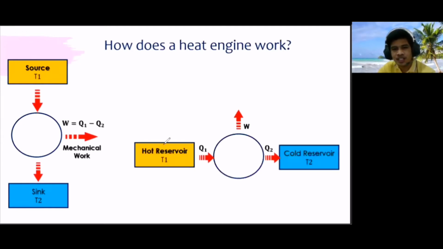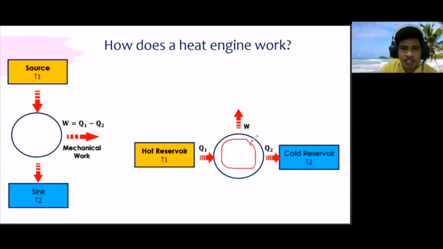Okay, in here, just the same, the working substance, the circle one here, is taking a long cycle of operation. In this process, the working substance absorbs heat. It is absorbing the heat from the hot source and then transforms part of it into mechanical work.